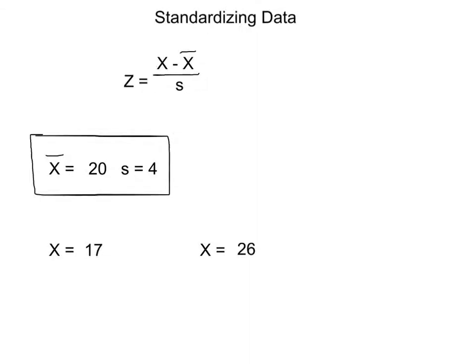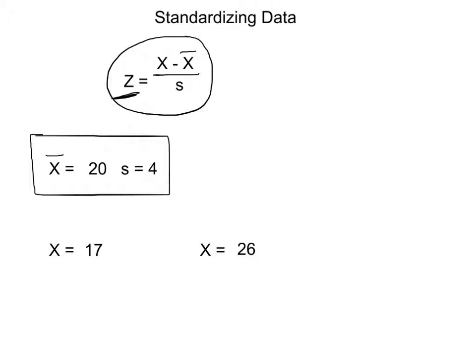Let's turn our focus now to standardizing data. First of all, we have this formula up here. We're looking for a z-score, which we're going to refer to as a standardized score. To find our z-score, all we're going to do is take our x value, our data point, subtract our x bar value, our mean, and divide that by the standard deviation from the sample.